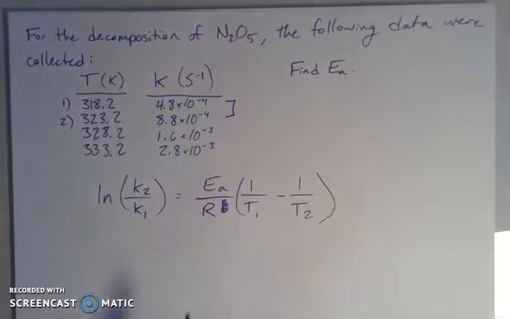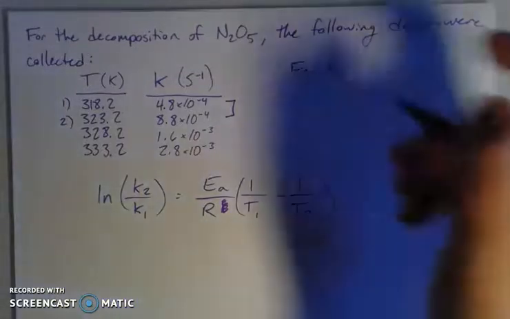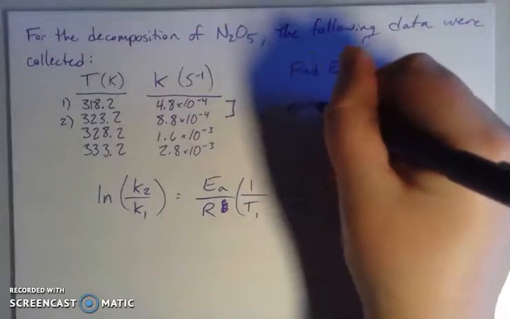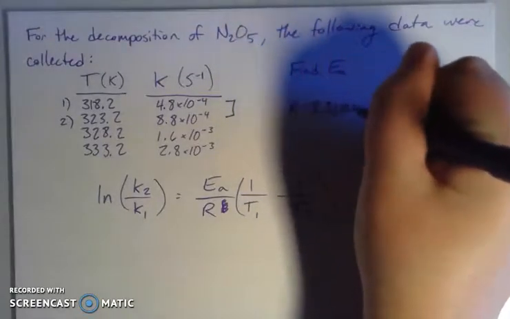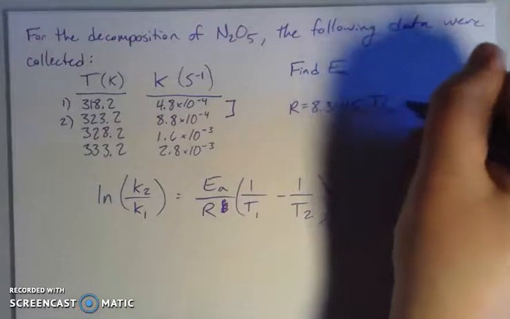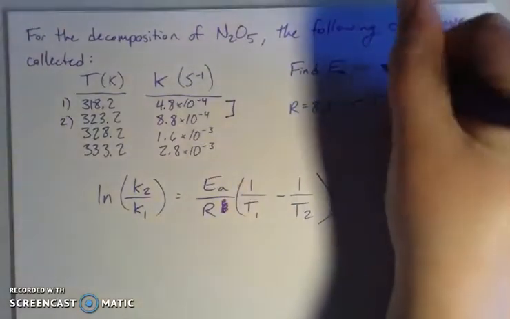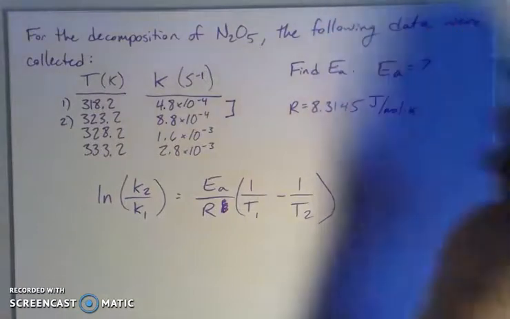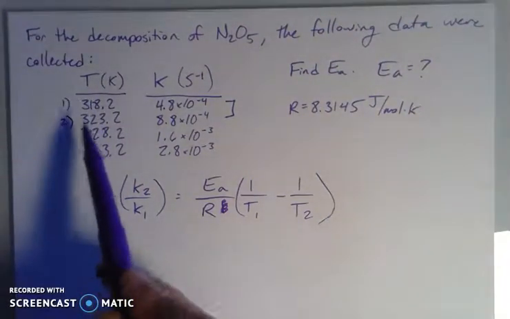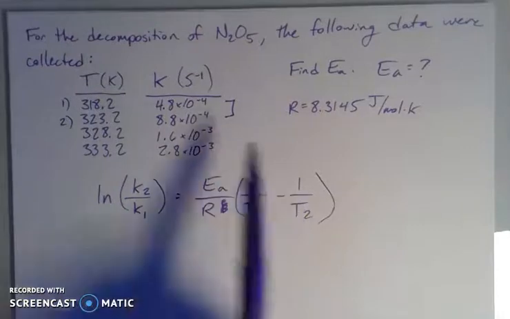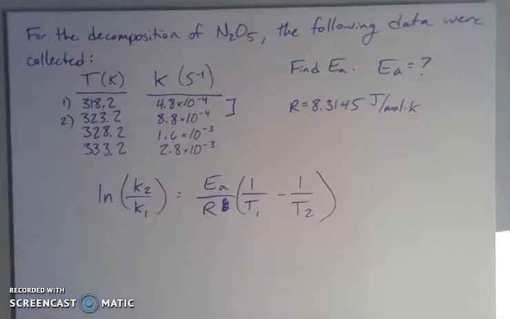All right, so we know that R is a constant. So we have our R, 8.3145 joules per mole Kelvin. We're finding EA, so that's my unknown. And we're going to use these 2 points. My temperature is already in Kelvin. My K's are in per seconds.